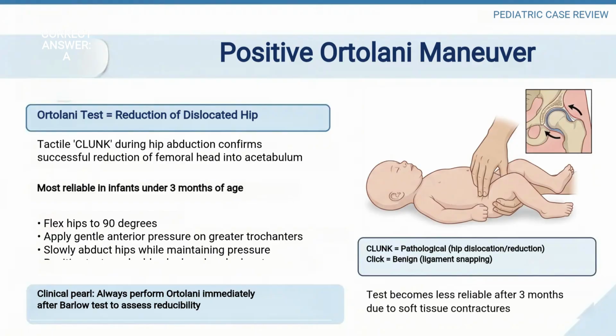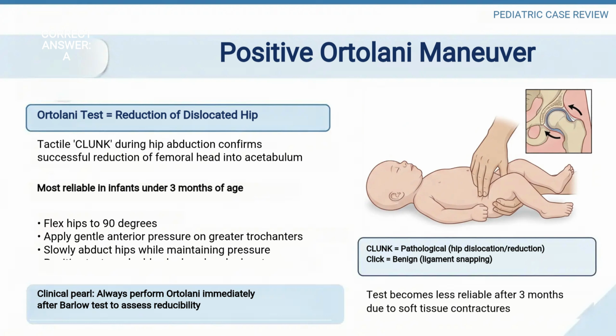The correct answer is C, positive Ortolani sign indicating a reducible dislocation. The Ortolani test assesses reduction of a dislocated hip. The tactile clunk during hip abduction confirms successful reduction of the femoral head into the acetabulum. This test is most reliable in infants under 3 months of age.